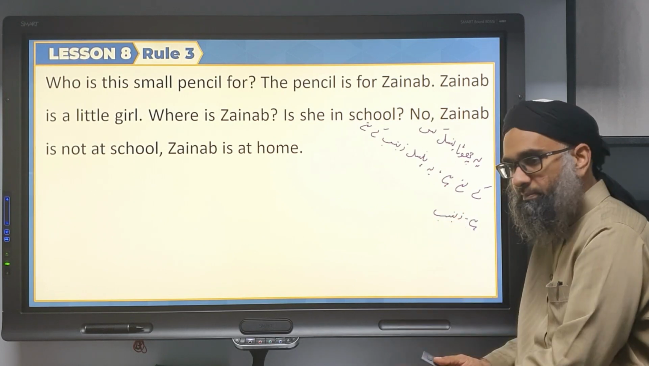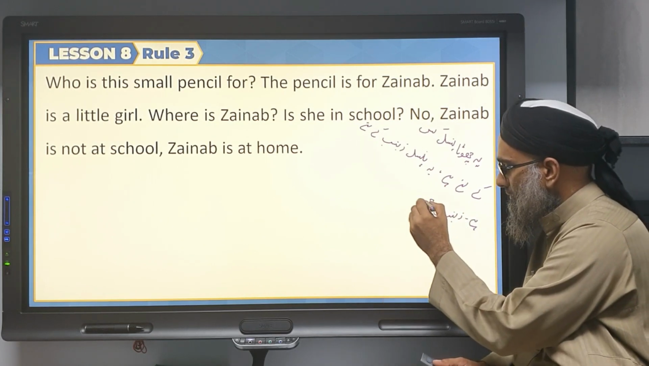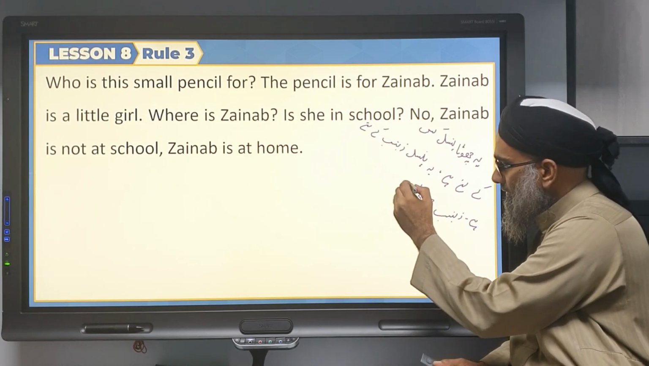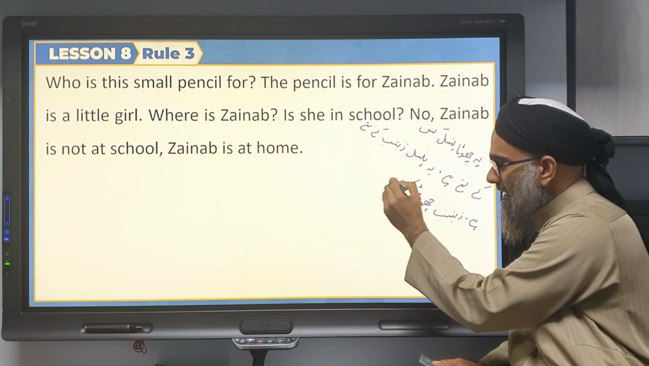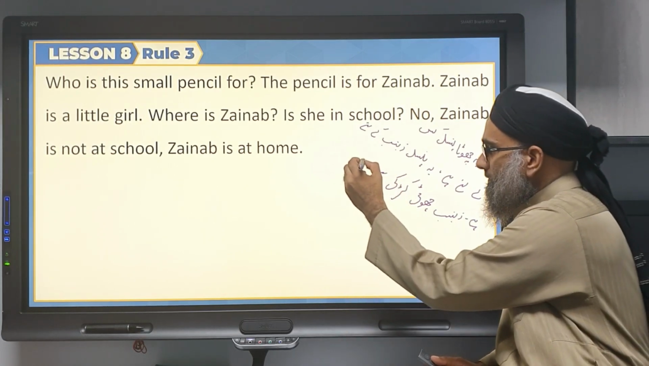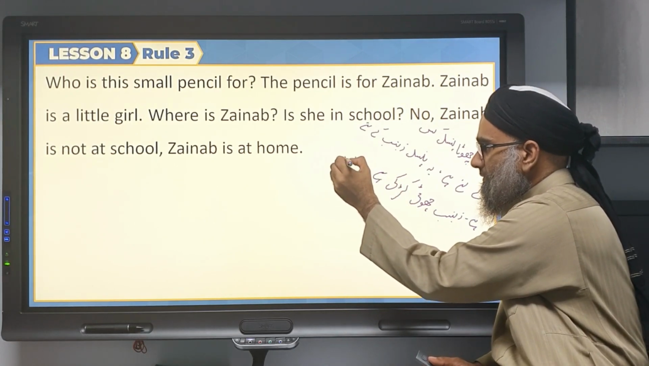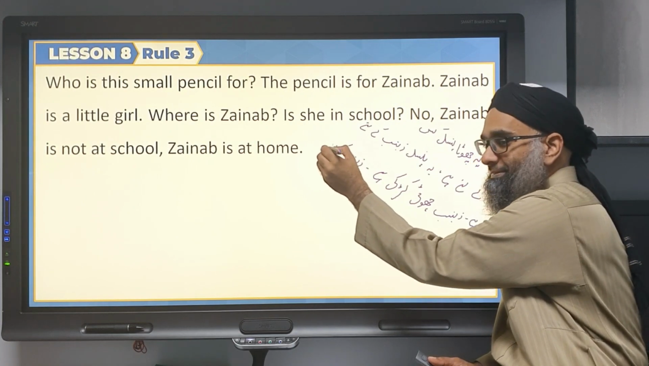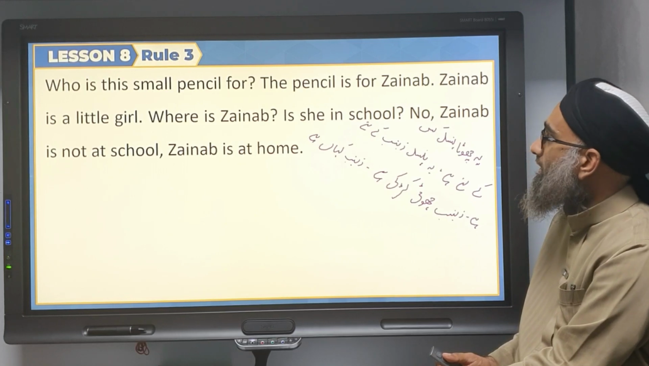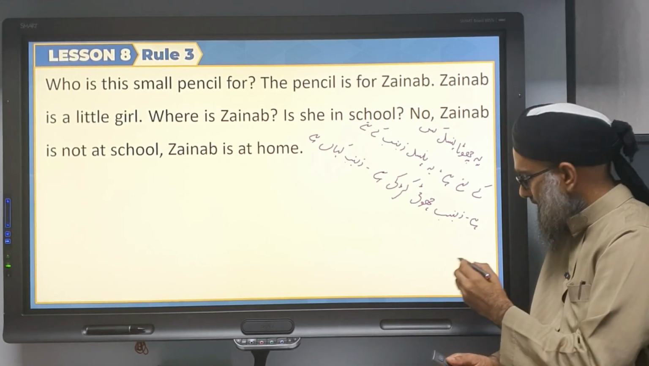Zainab is a small girl. Choti bachi ya choti ladki hai. Then, why Zainab? Zainab kya hai? Not kya. Kya is what? Kaha. Zainab kaha hai?